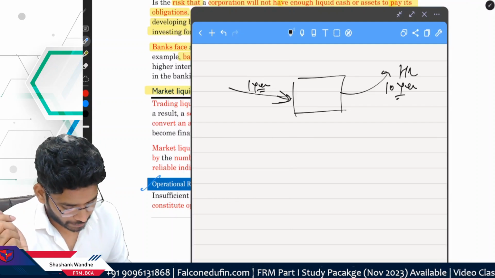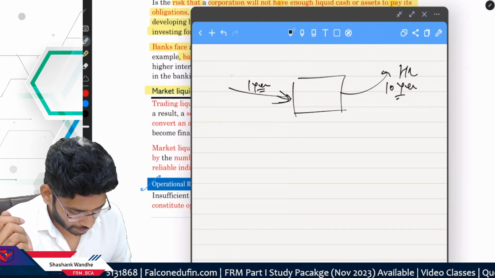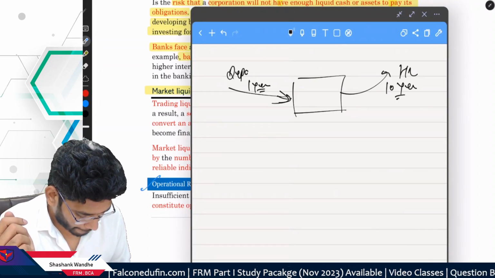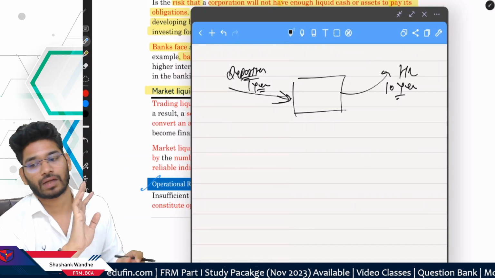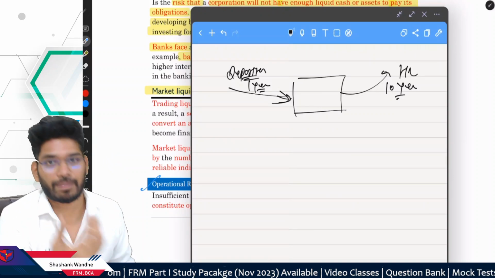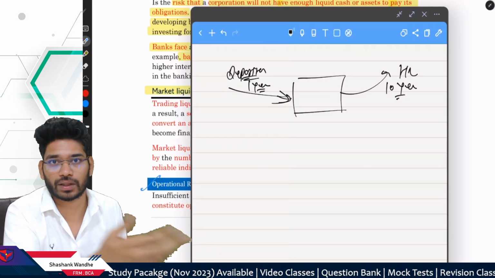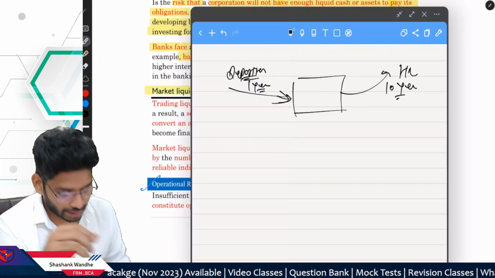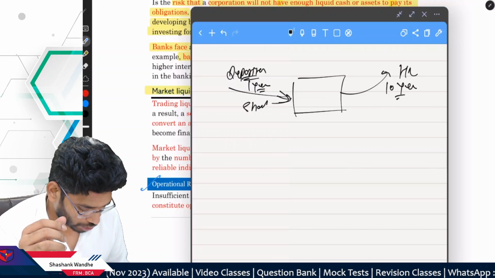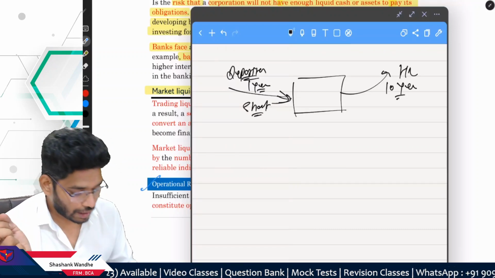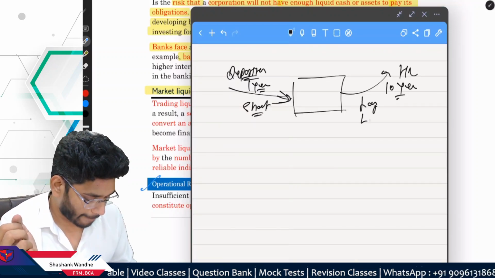So what happens here? If this particular depositor says, okay, I want my funds back, but the bank doesn't have funds because the bank lent these funds to some other borrower, this will create a problem for the bank. So this is the source: short-term deposits, long-term loans.